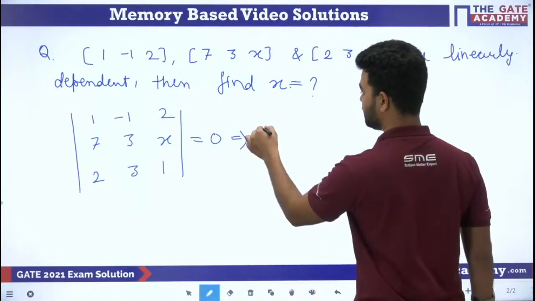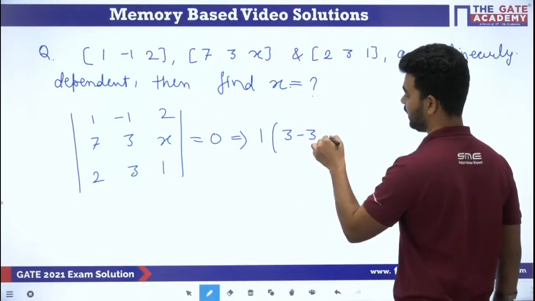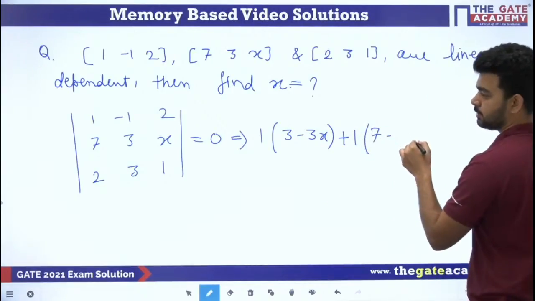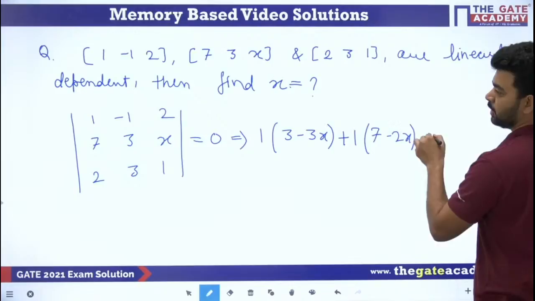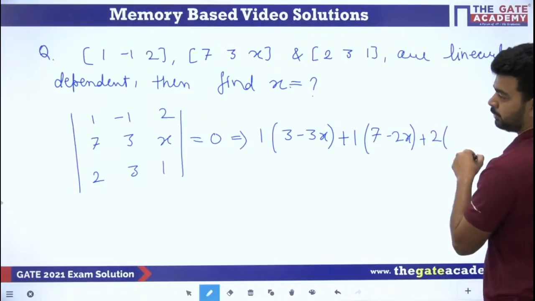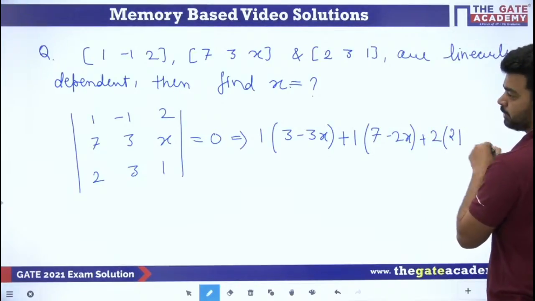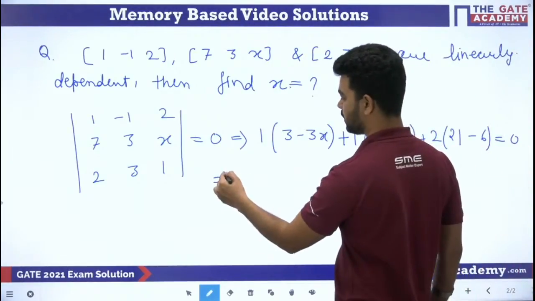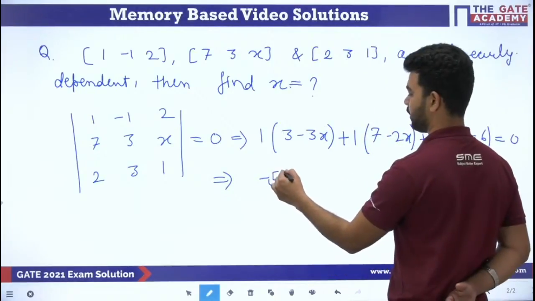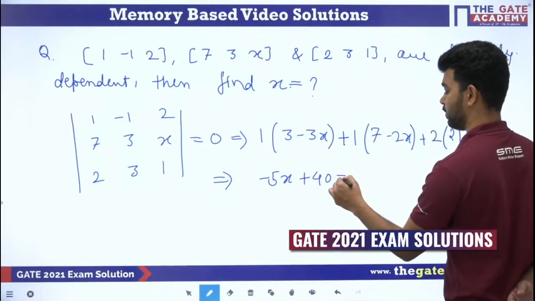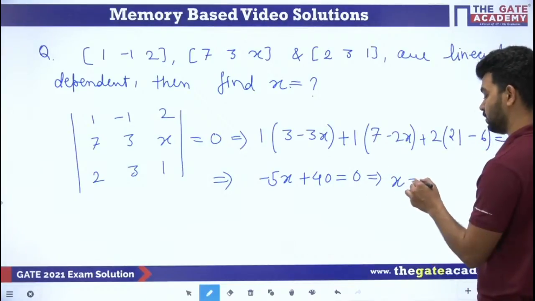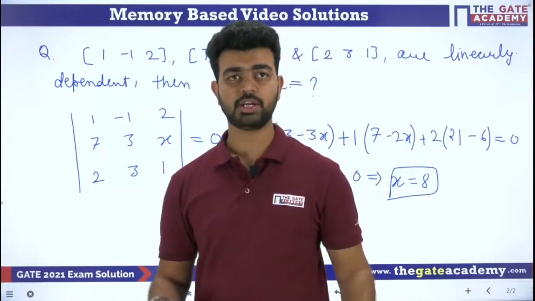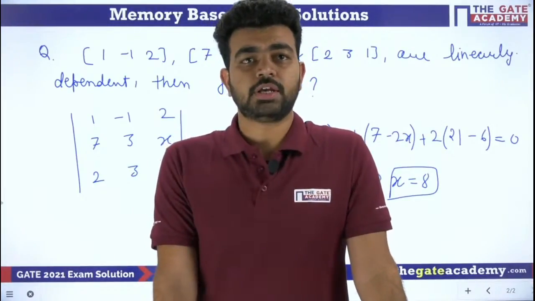So if we are getting this, then 1 into (3 minus 3x) minus plus 7 minus 2x plus 2 into (21 minus 6) is equal to 0. And when you solve this, you will get minus 5x plus 40 is equal to 0. That implies x is equal to 8. Very easy numerical type questions, right? This time they have increased the weightage of NAT. Yeah, Rajan Chaudhary, correct. 8 is the correct answer.